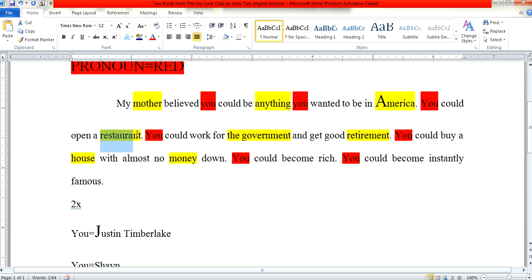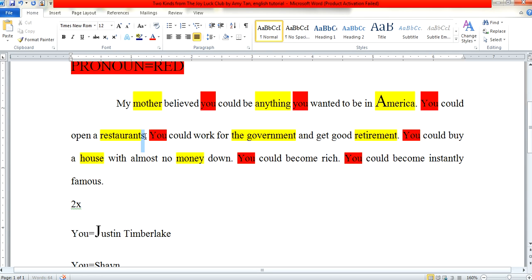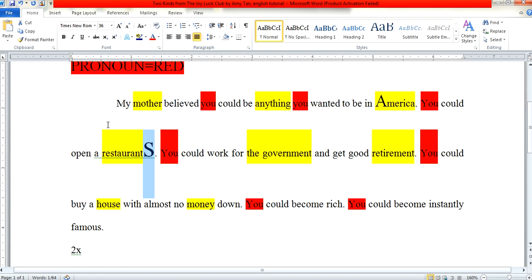Now, the difference between restaurant and these other nouns, or some of these other nouns, is that restaurant is also called a countable noun. So a countable noun is basically a noun that can exist in a plural form. So restaurant would become restaurants. And let me just highlight that S and make it much larger. Another thing about a countable noun is that a can come in front of it. So a restaurant, and that is allowable in the English language. So restaurant is a countable noun.